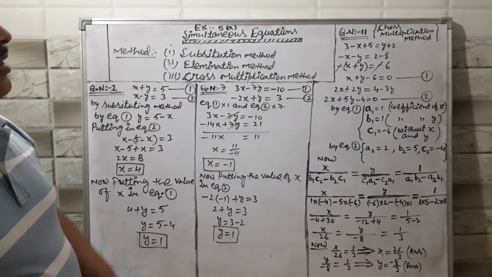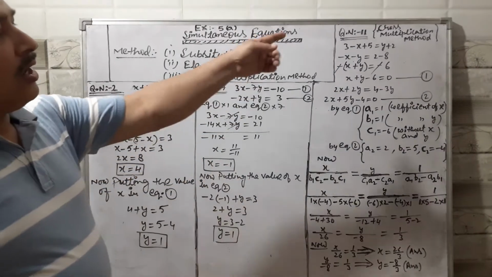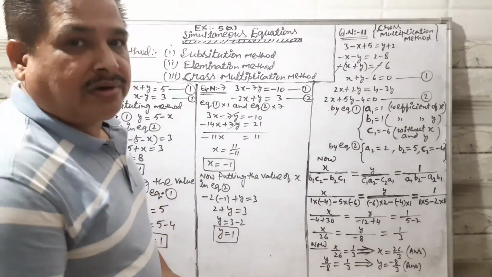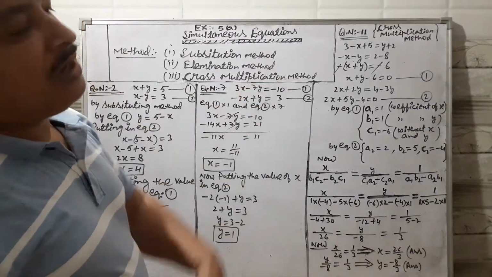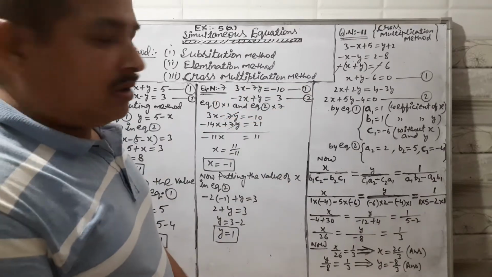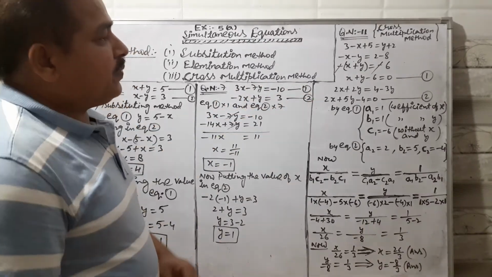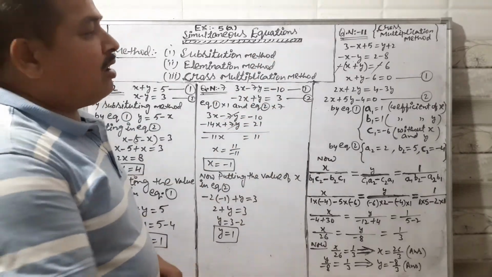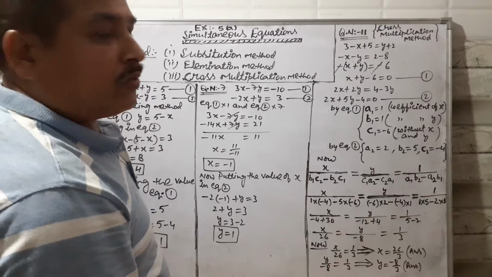This is your second method. Now see the last method. The last method is the cross multiplication method. In the cross multiplication method, again there will be two equations, and in both the equations we will make the right hand side 0.